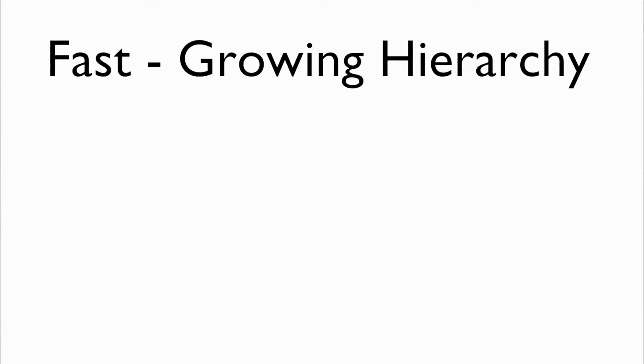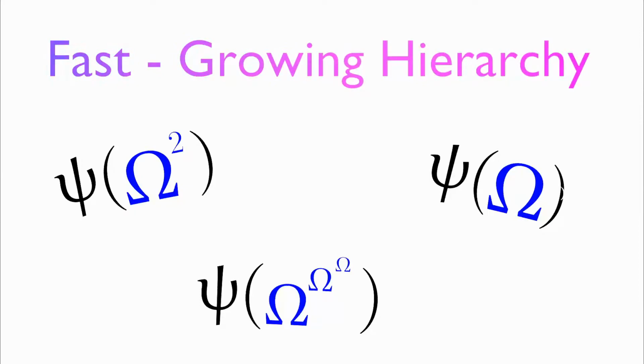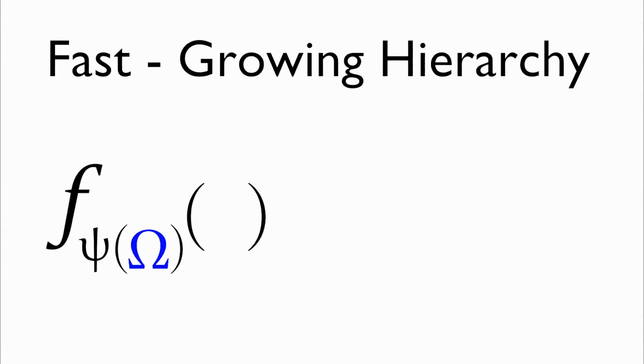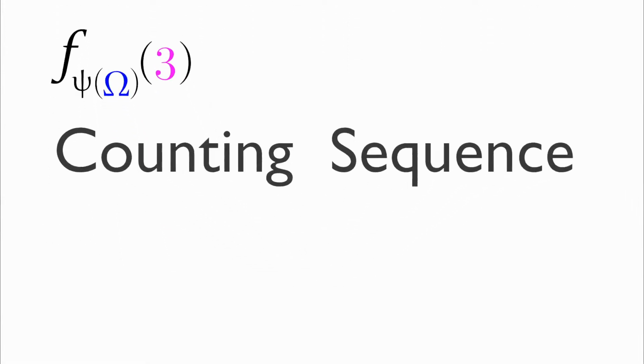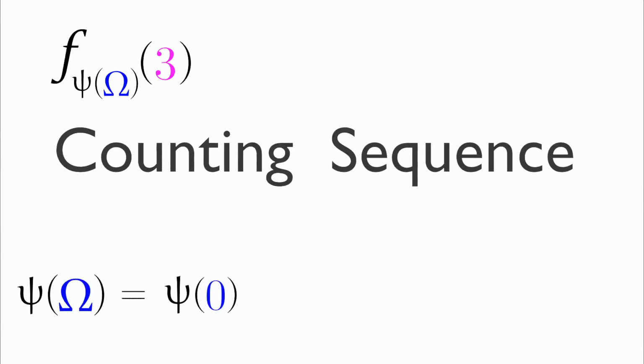Before we get any further, I'm gonna show you how to break these down in the fast-growing hierarchy. Let's have psi omega first. Let's just have a value of 3. But before we break this down, we first need to know the counting sequence of psi omega. The first element is psi 0. The second element is psi omega.